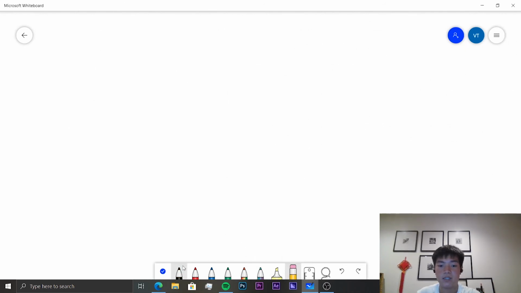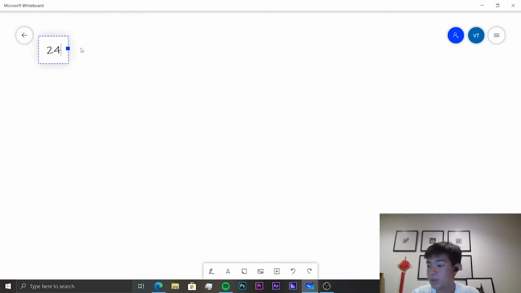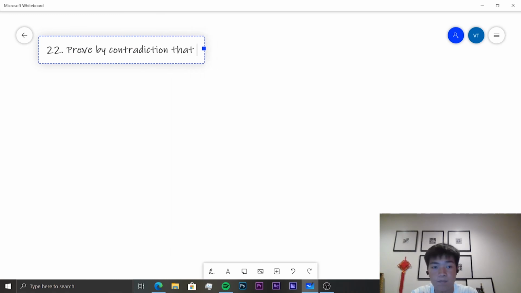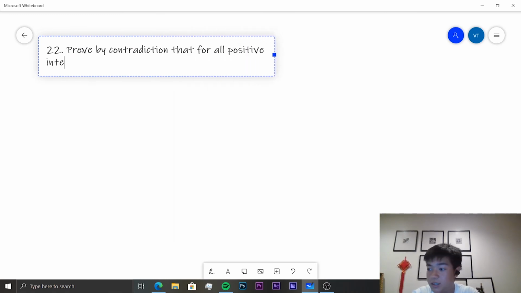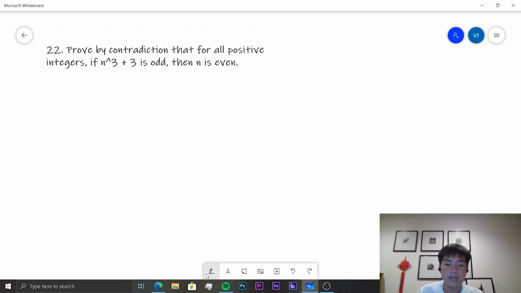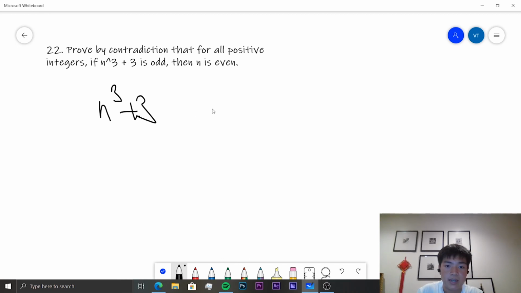On to the final few questions. So we need to prove by contradiction that for all positive integers, if n cubed plus 3 is odd, then n is even. Okay, so let's assume that for some n, n cubed plus 3 is odd, then n is also odd.